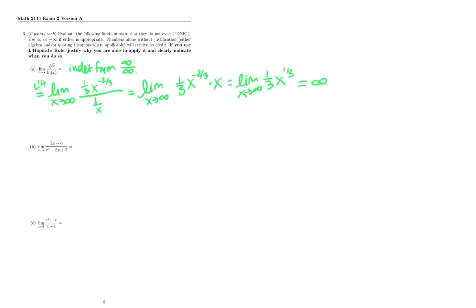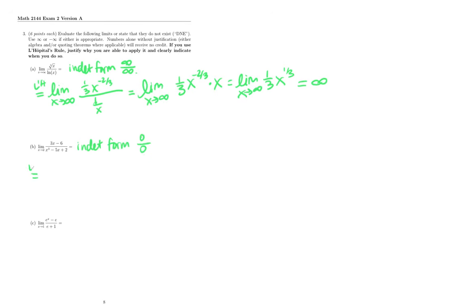For the next one, as x goes to 2, let's just check to see if it's an indeterminate form. So on the top, I have 3 times 2 minus 6 goes to 0. On the bottom, I have 2 cubed, which is 8, minus 5 times 2, so 8 minus 10 plus 2. So that also goes to 0. So this is an indeterminate form of type 0 over 0.